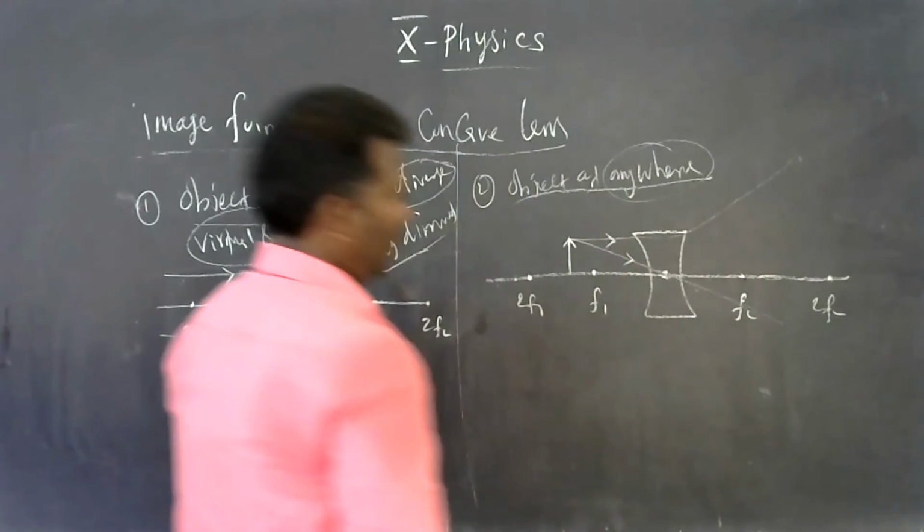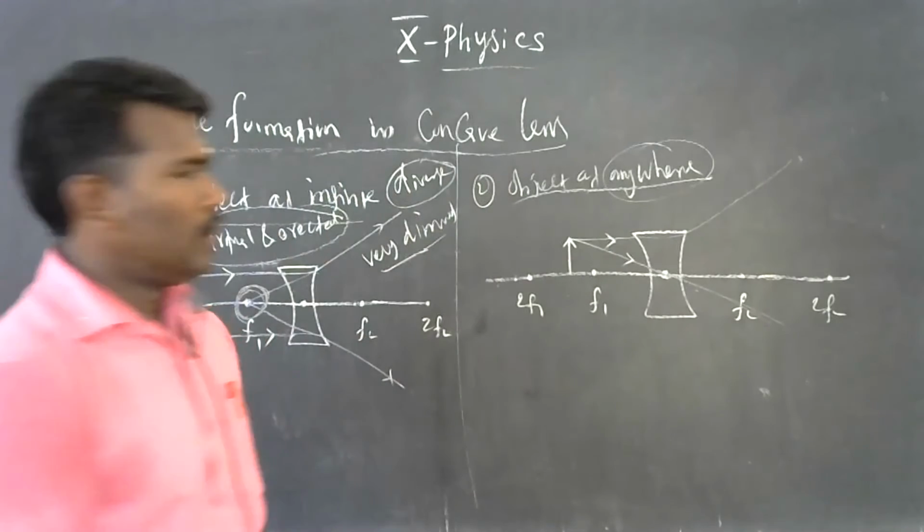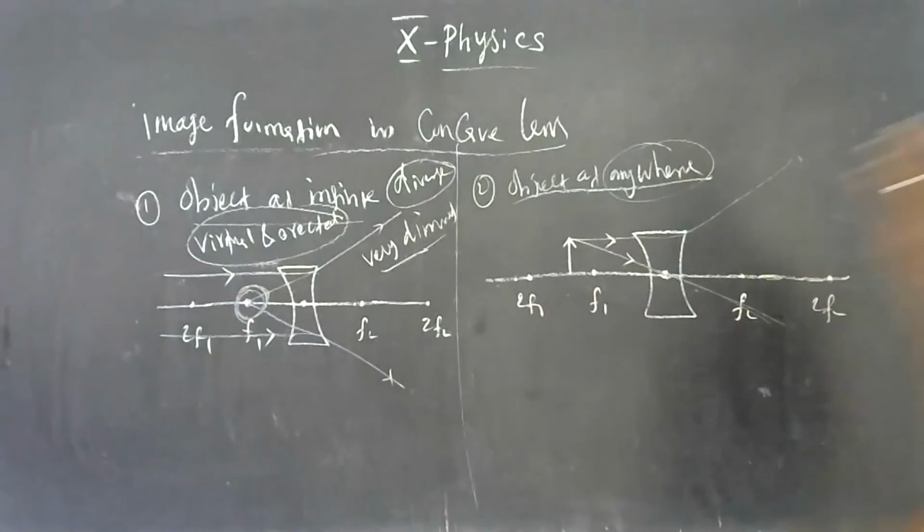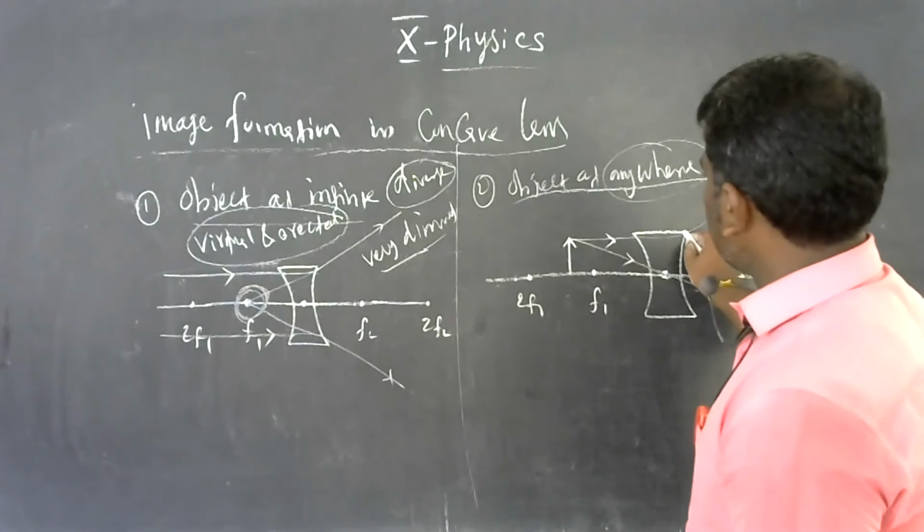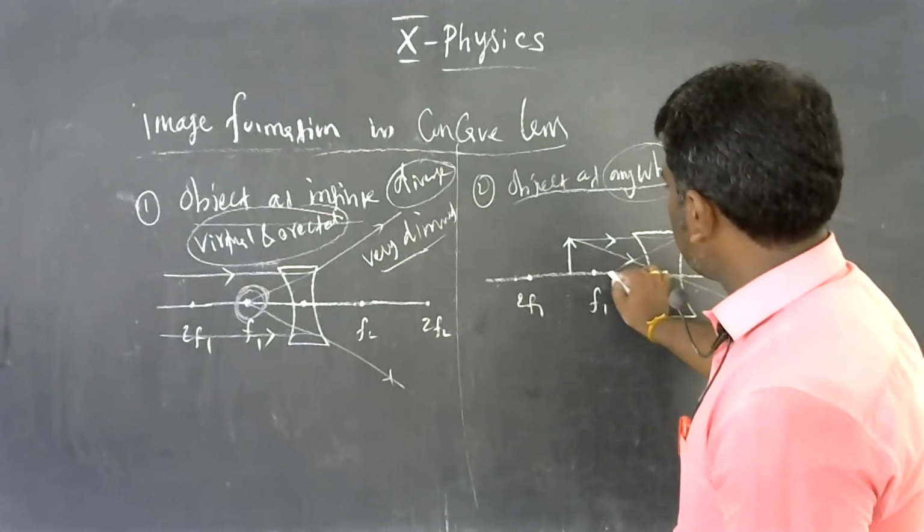These light rays diverge from each other. See the diagram, these two light rays diverge from each other, so they never meet at any point. So we are going to extend these lines in the backward direction.